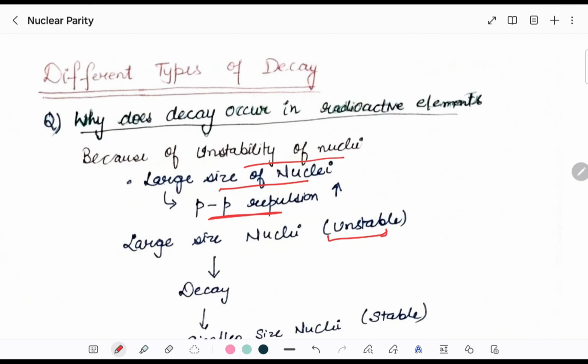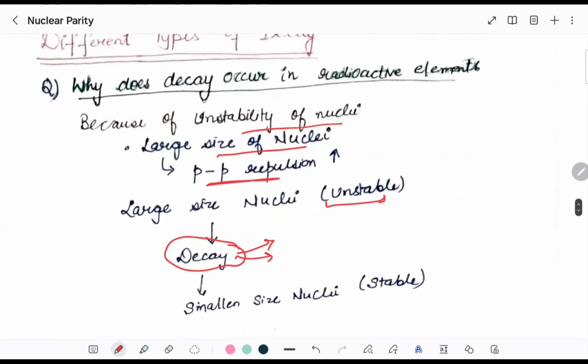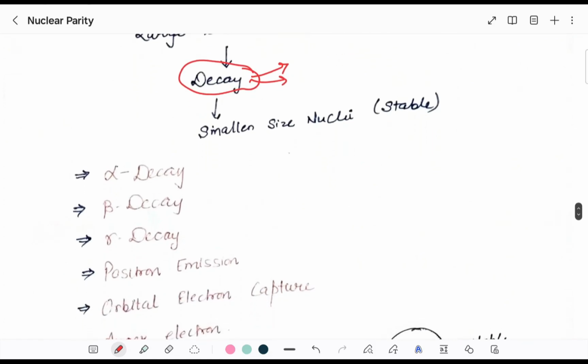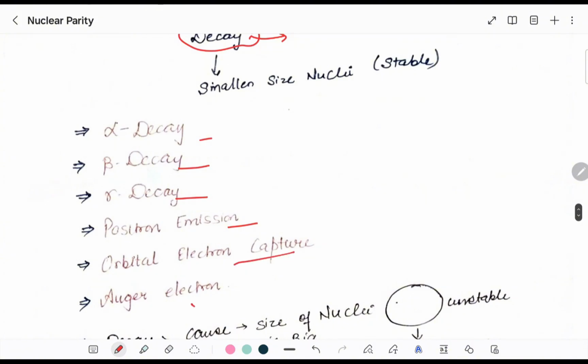And because every body in this whole universe wants to be stable, to get that stability, the nucleus undergoes a process known as decay, in which some energy or some particle is emitted from the nucleus to get smaller. So a larger nucleus becomes smaller and stable by decay. There are different types of decay: alpha decay, beta decay, gamma decay, positron emission, orbital electron capture, and Auger electron. We will discuss all these one by one.